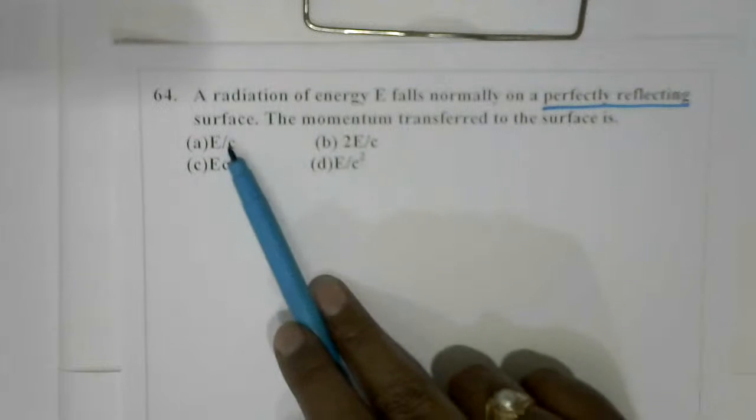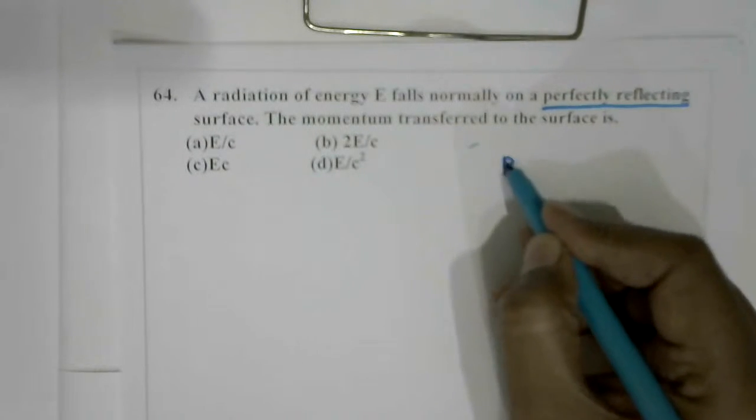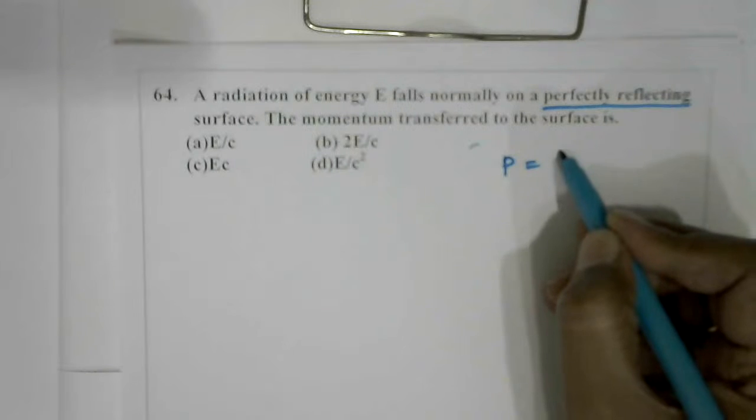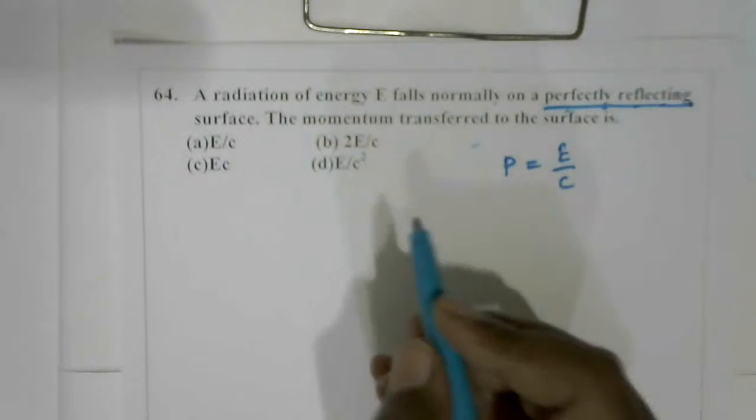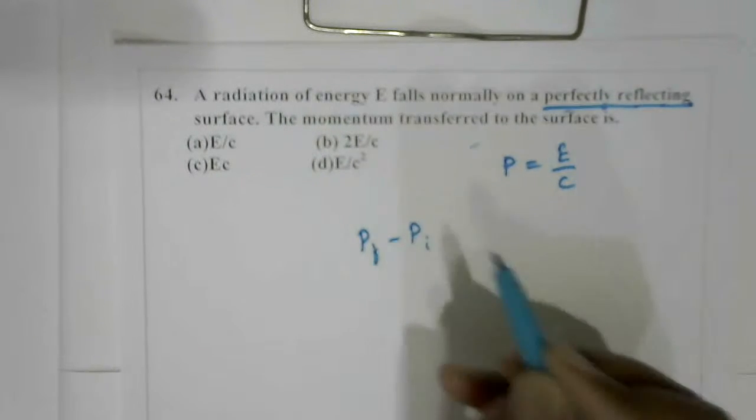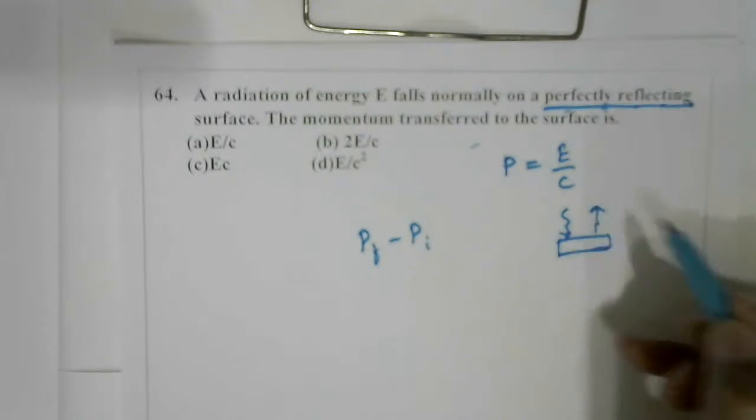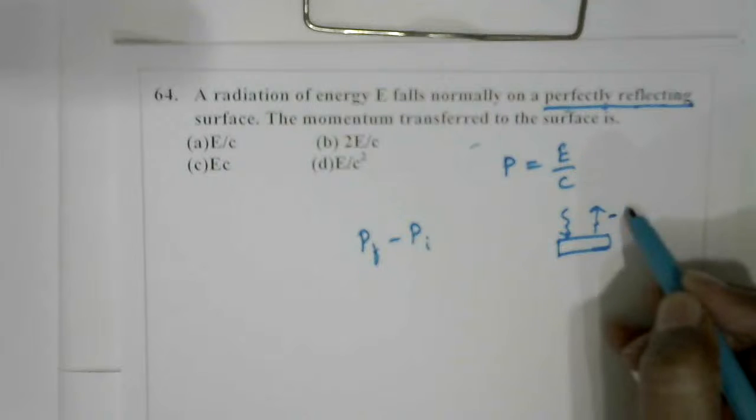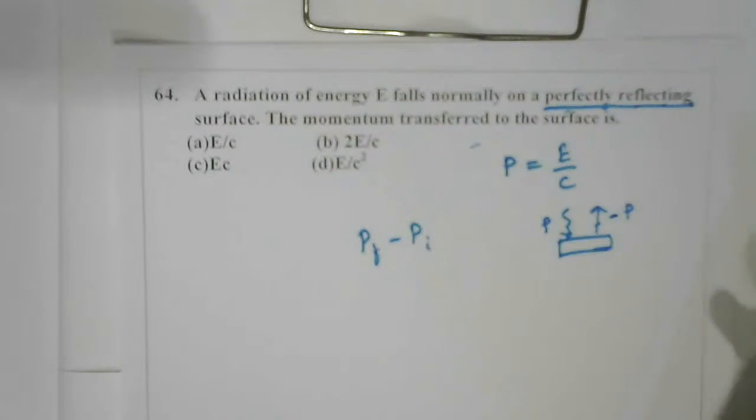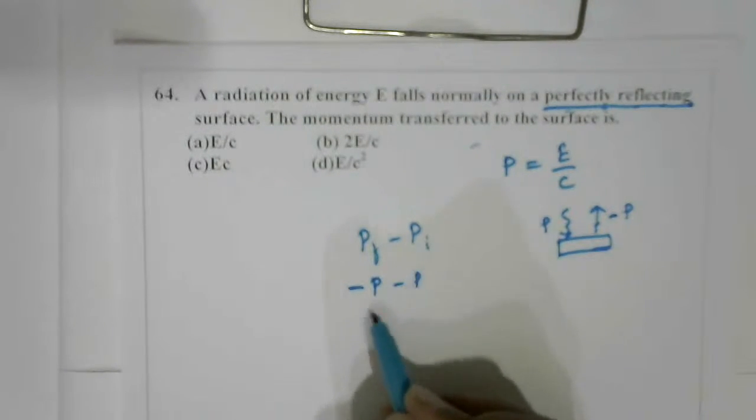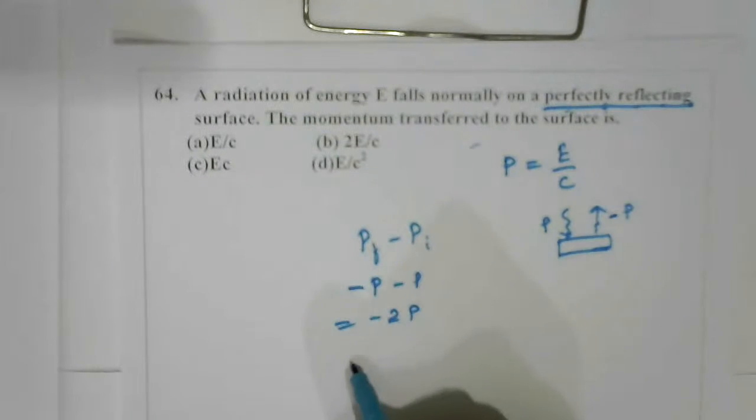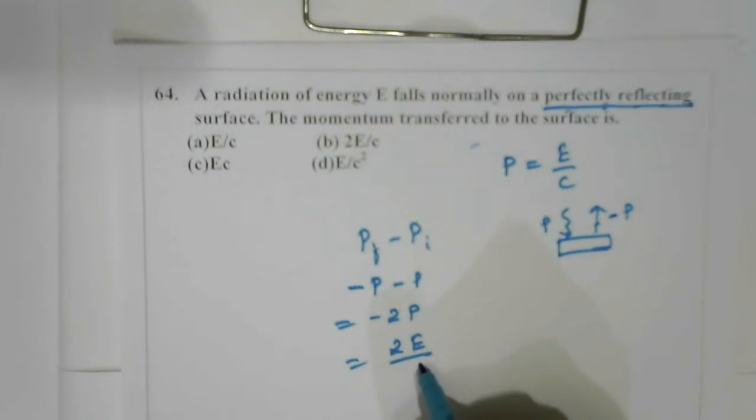Radiation falls normally on a perfectly reflecting surface, the momentum transferred is. We know that the momentum of a photon is E divided by C. But perfectly reflecting means P final minus P initial I should do. Incident is reflected back. So this becomes minus P, this becomes plus P, so we have P minus minus P, that will become 2P. So twice, and only the magnitude is given here. So 2 times E by C, we have the second option.